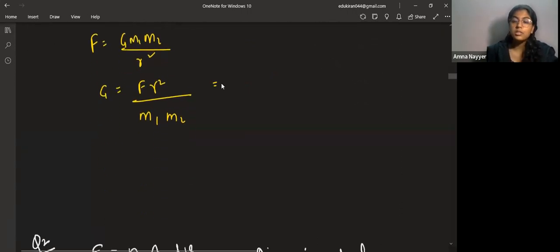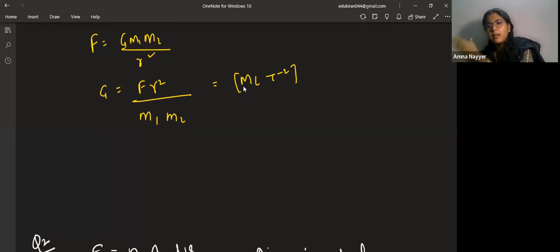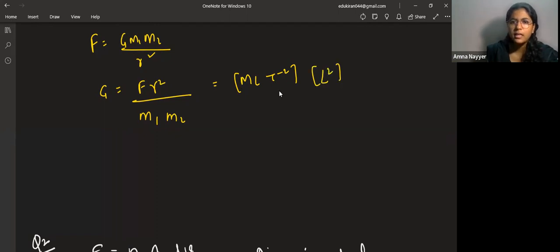Now, force. I have told you, always remember the dimensional formula for force because this is a very basic formula. Otherwise, you will have to derive it. So you know how to write it. Mass into acceleration. Acceleration, you can write velocity by time. Velocity, you can write distance by time. So instead of going by all of these, just write down this part only. That is sufficient. Then radius square, that will be distance square, so L square.